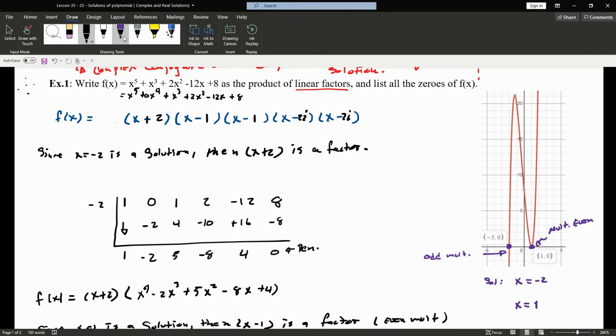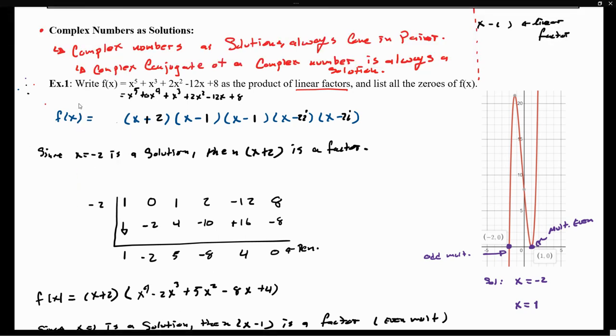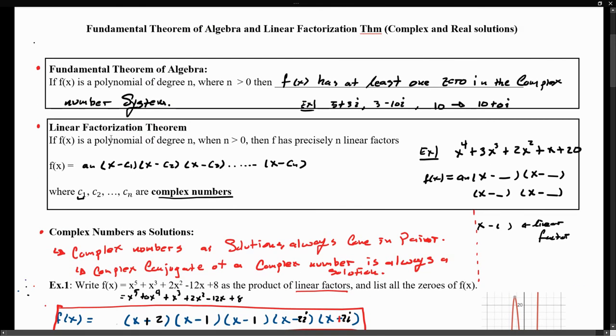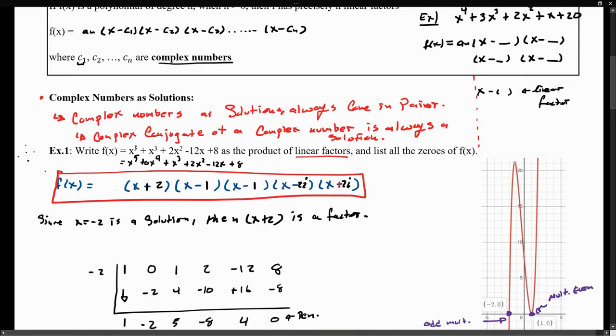And now notice that we have properly written f of x as its linear factors. So here are the 5 linear factors: x plus 1, x minus 1, x minus 1, x minus 2i, and sorry, there should have been a plus 2i. And this goes hand in hand with what the linear factorization theorem says, because since we know that the highest exponent was 5, we should have been able to rewrite it as 5 linear factors, which we do have in here.